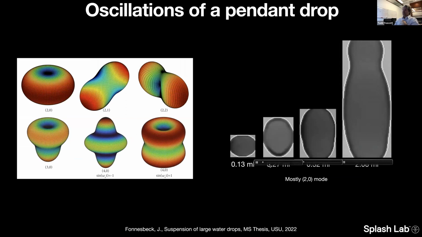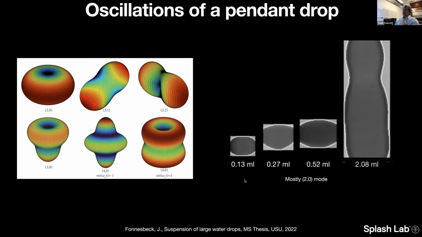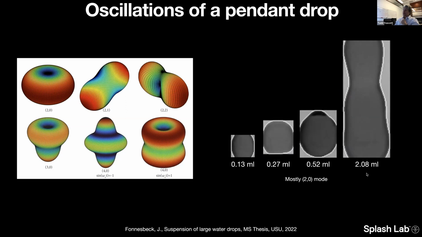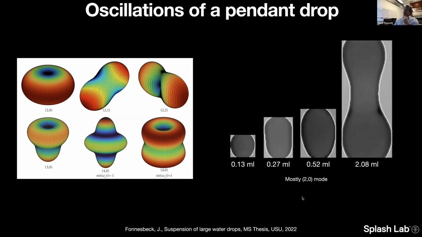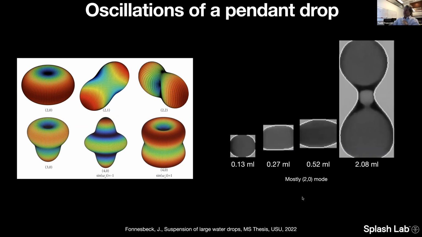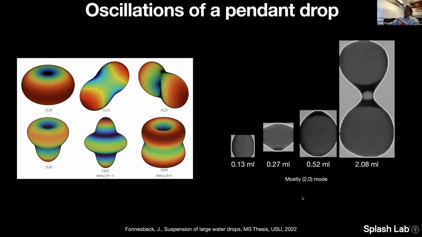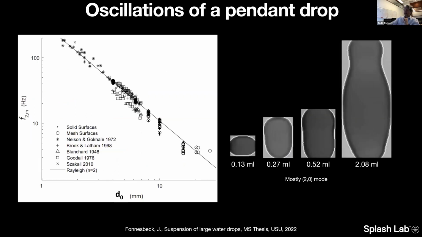So these are some images from our experiment, everything from 0.3 milliliters up to 2 milliliters. And you can see that they're mostly in the 2-0 mode. These are just some crops I wanted to show you of what some oscillations look like. And I call these pendant drops, but they're not actually pendant drops. These are dropped from our apparatus, which I'll show you in a second here.